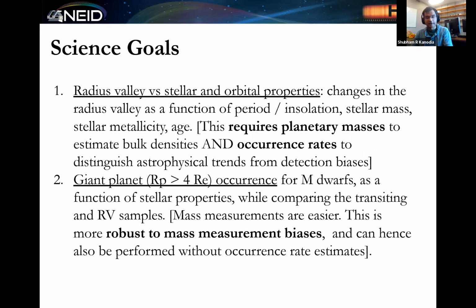The second science goal I would like to work towards is giant planets and how they occur around M dwarfs. Is there a difference in the giant planet population of M dwarfs versus FGK stars? But more importantly, within the giant planet population of M dwarfs, there's some work I'm doing right now which shows that the RV sample is quite distinct from the transiting planet sample. When it comes to the planets that have been discovered by RV surveys that have just the M sin i mass measurements and not the true masses, versus the transiting planets that have their true mass measurements, there seems to be a distinct difference in those samples.